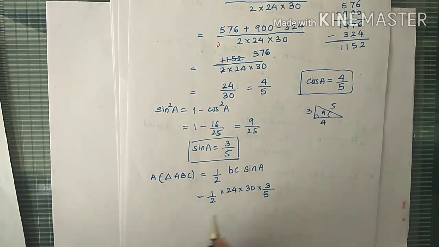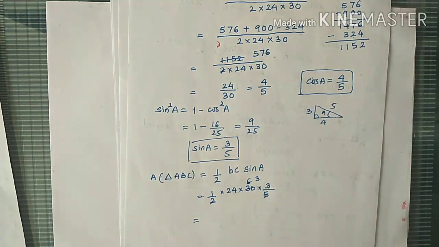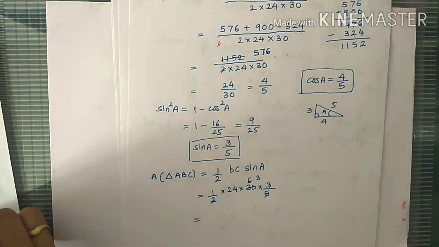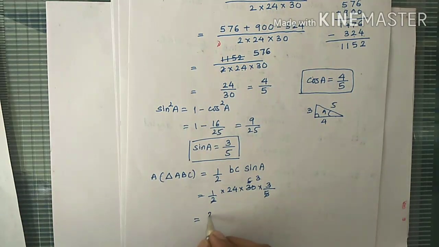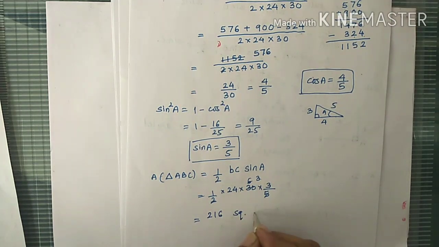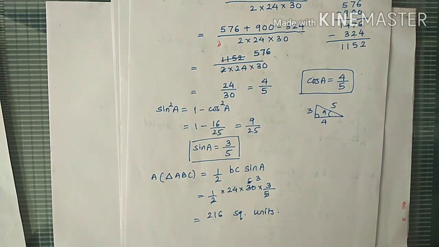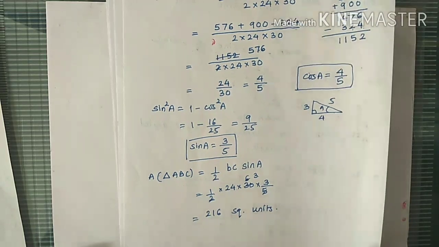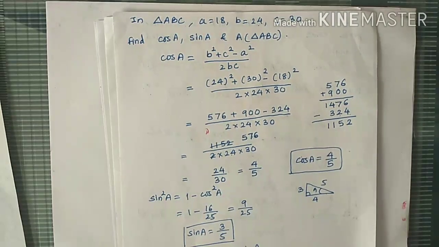So substituting the values, we get here 5 6s are 30 and 2 3s are 6. So this is 24 into 3 into 3, that is 24 into 9. 24 into 9 is 216, and since it is area, we have to write it as 216 square units. So this is how we can find area of triangle as well as value of cos A and sin A.